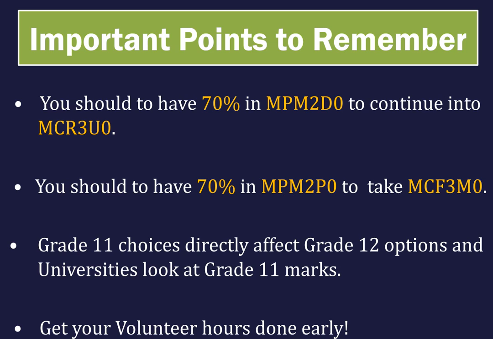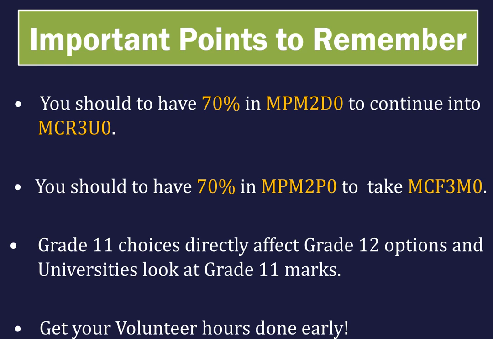Important points to remember. You should have over 70% in grade 10 academic math should you wish to continue to MCR 3UO. And I only say that because the mark that you will need coming out of MCR 3UO to get into a university program will have to be over 70. Okay, you should have 70% in 2PO to consider taking the MCF 3MO.